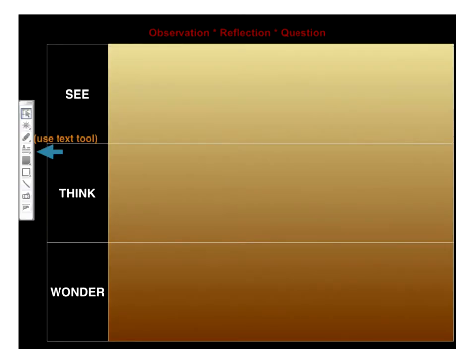Okay, now what I'd like you to do is, using your text tool, start entering into the See section, what were some of the things you observed? What did you see? And then in the Think section, what are some of your thoughts about what you're seeing? What are you thinking about as you're starting to connect what you see with what you know? And then your Wonder, what questions do you have about the screen and what you saw.